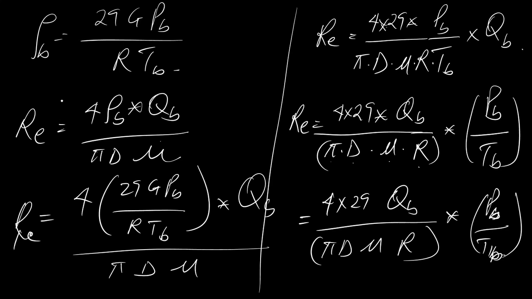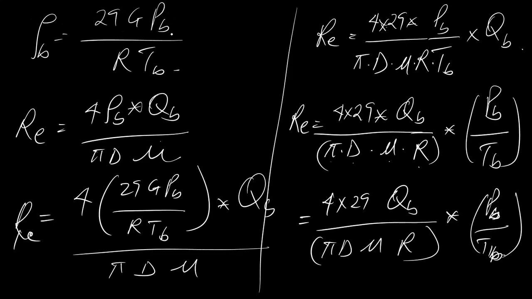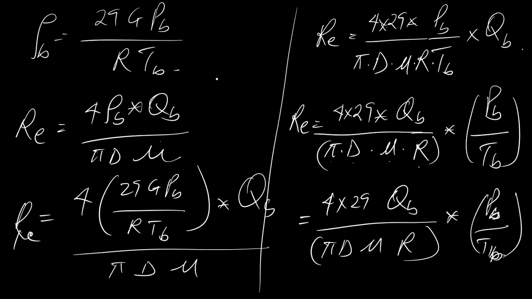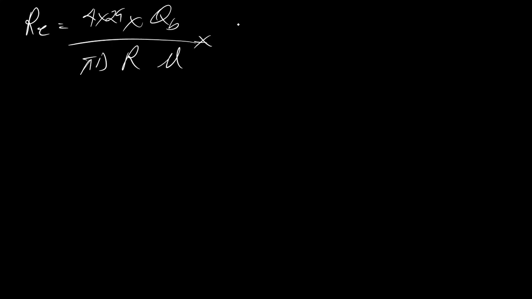So let's go to the next page. We have 4 times 29 times QB divided by pi d r mu times PB all over TB, as the base pressure divided by the base temperature.